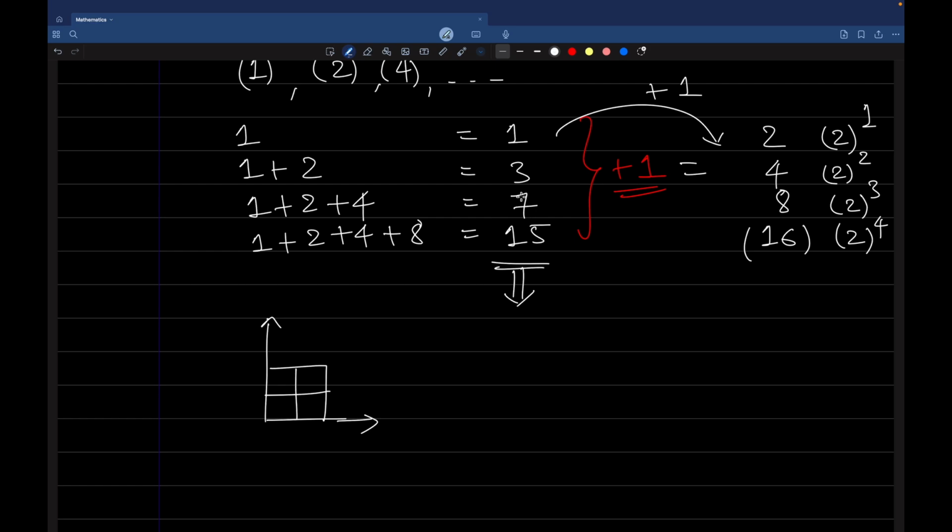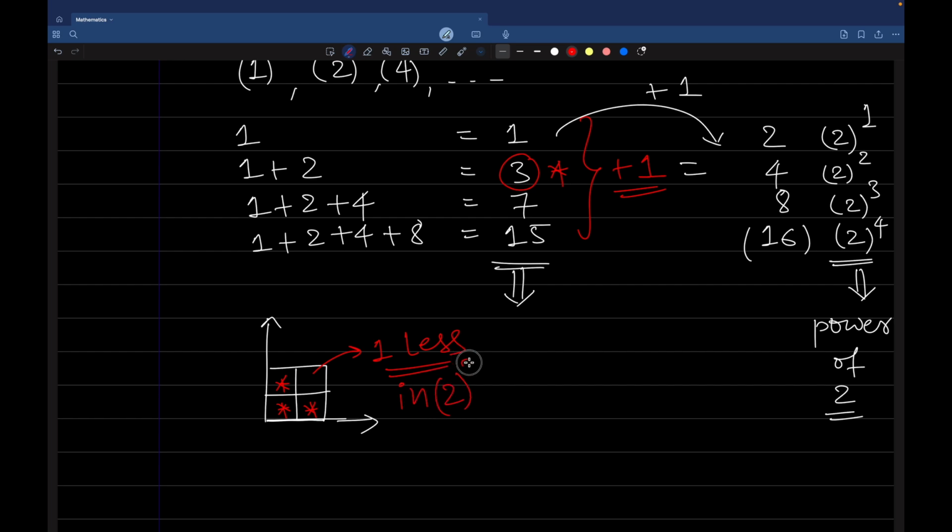Because these all are power of 2, we get the answer as power of 2. That's why I have taken the part of 2. Now we get these 3 cubes and 1 is left, 1 less in 2 power 2.